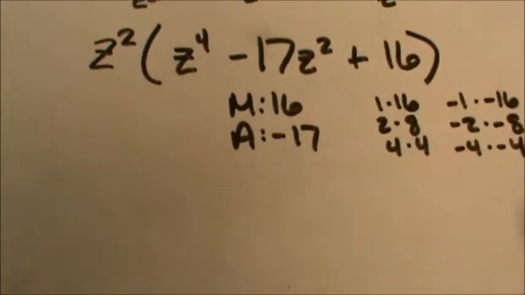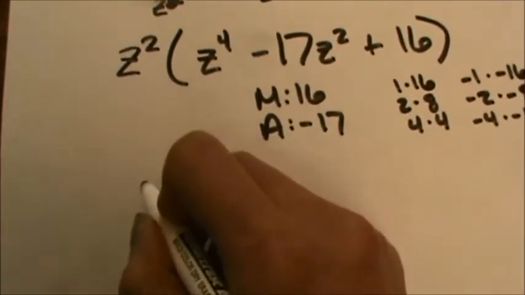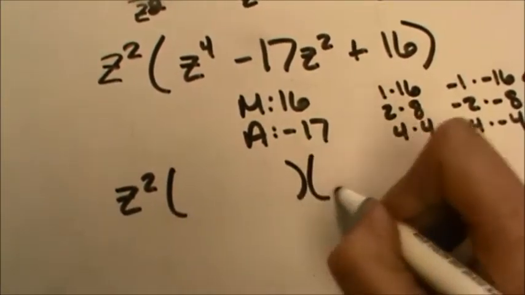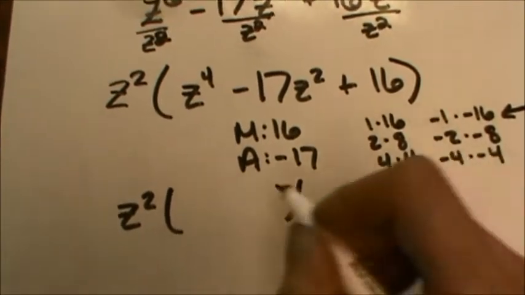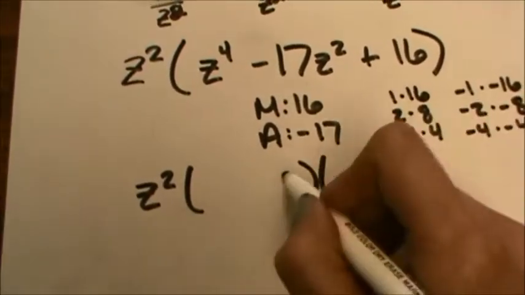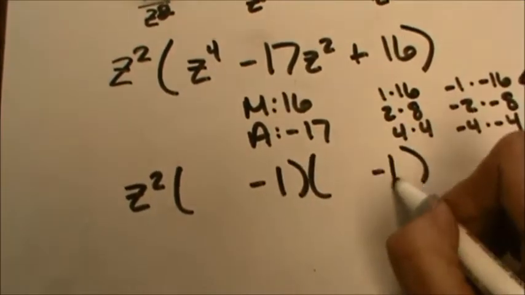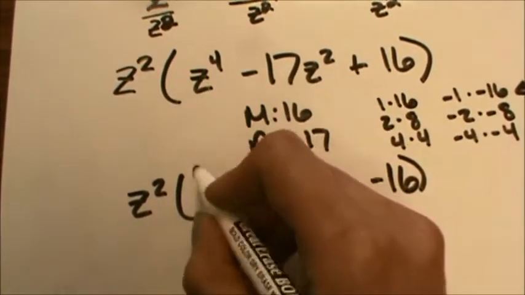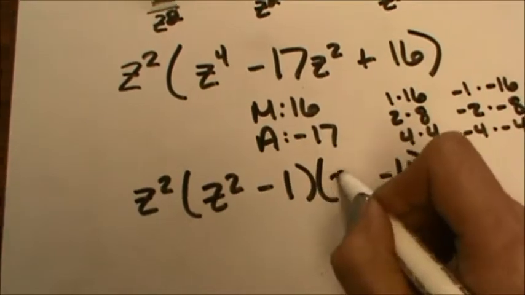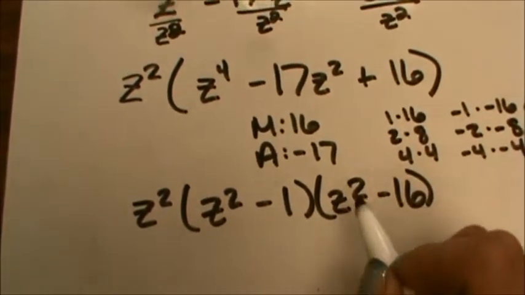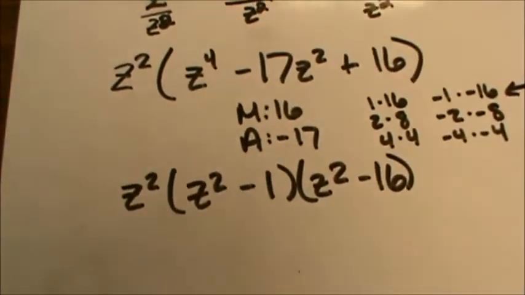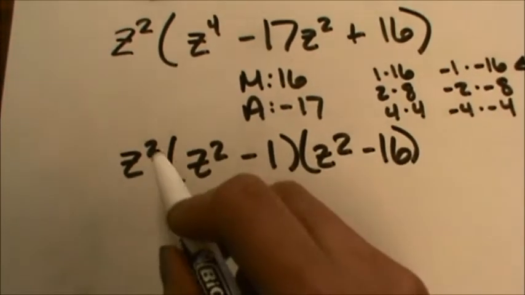So that means, coming down to here, I have my monomial factor in front. This will be factored to negative 1, negative 16. What goes in front here, though, is not just a plain old z. I need a z squared and a z squared in order to get my powers to be correct from up here.